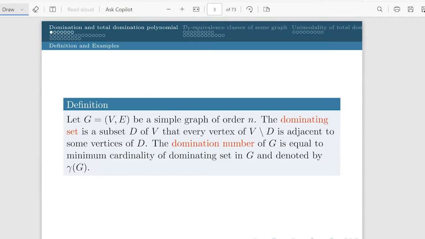As you know, a dominating set is a subset of vertices of a graph such that every vertex which is not in the set must be adjacent to some vertex in the set. And the domination number is the minimum cardinality of a dominating set in a graph and is denoted by gamma of G.